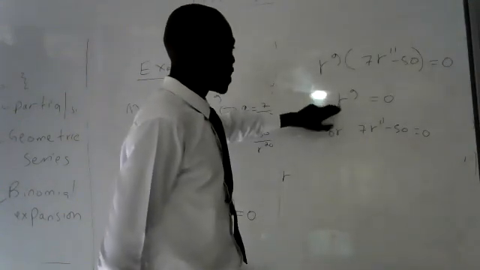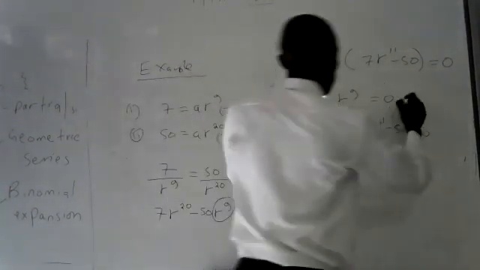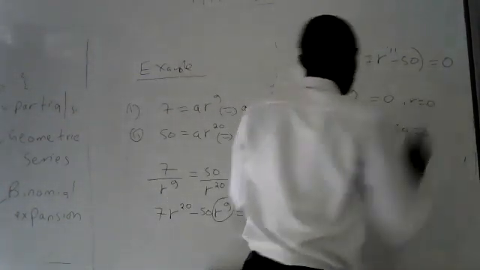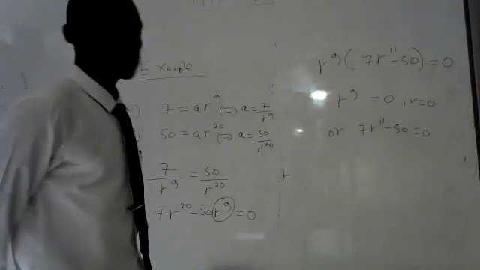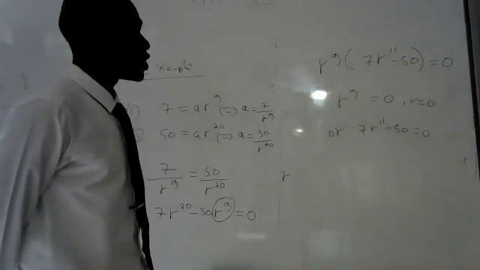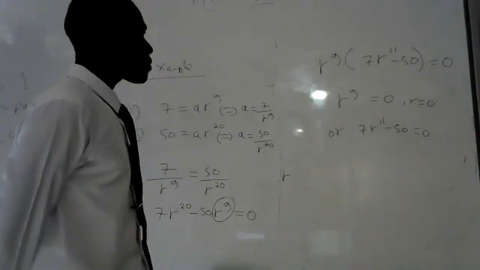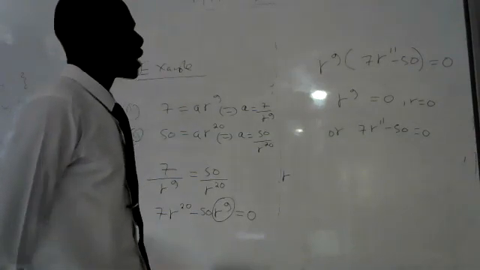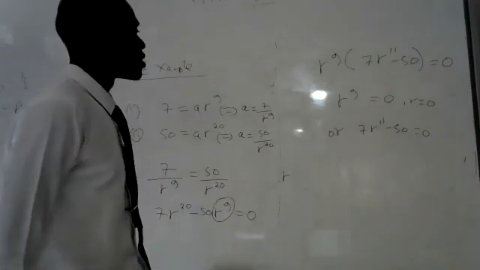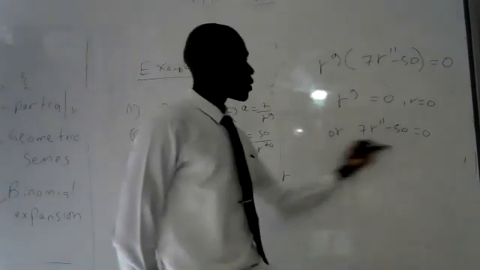Now the first one, when R power 9 is 0, well, that simply means R is 0. Well, that's not very interesting. It's a trivial sequence. So this is a sequence where we'll have an A and all the other terms will be 0. That's not a very interesting sequence. So let's consider this second one.